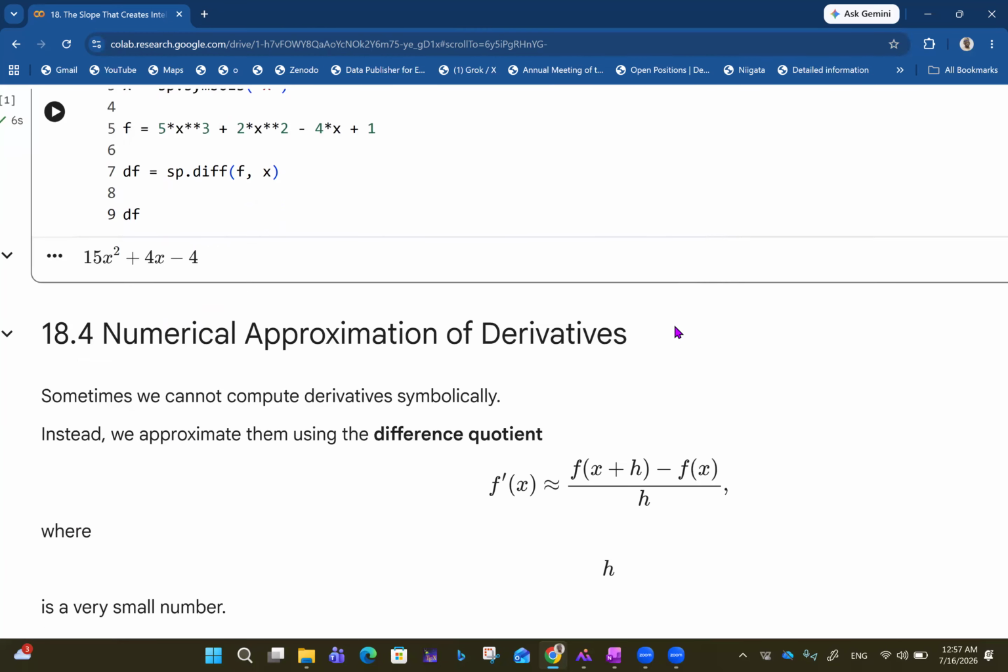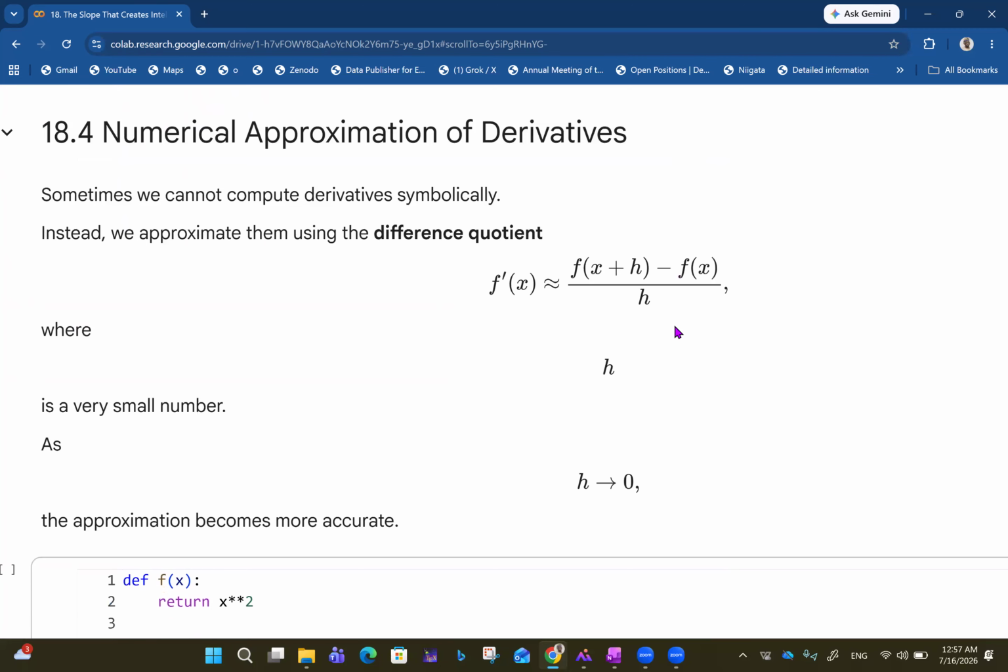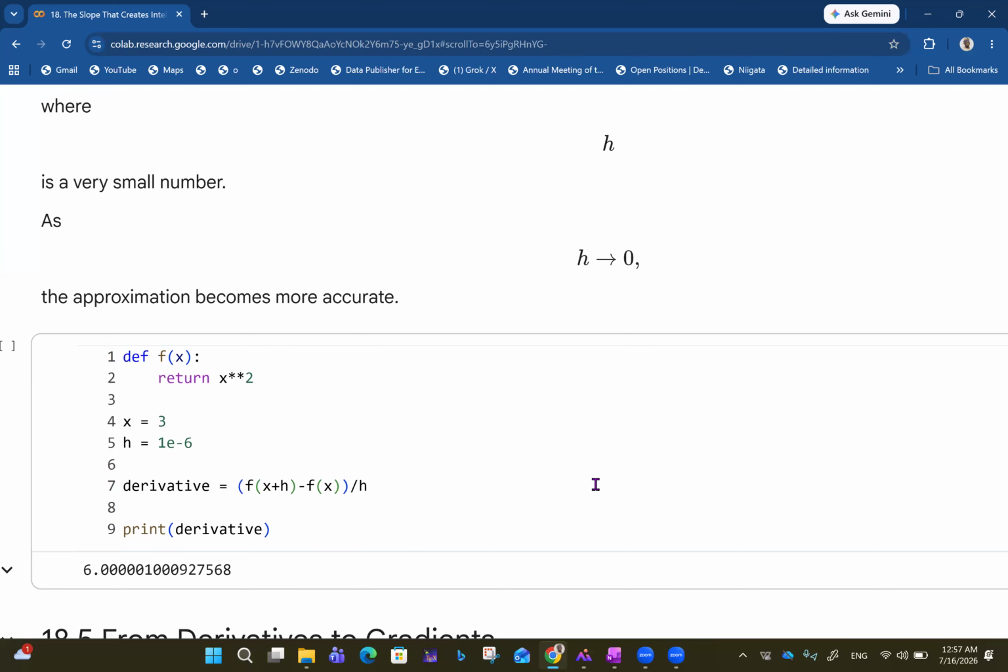Okay, so then we have numerical approximation of derivatives. Sometimes we cannot compute derivatives symbolically. Instead, we approximate them using the difference quotient. So f prime of x is now approximately f of x plus h minus f of x all over h, where h is a very small number. As h approaches zero, the approximation becomes more and more accurate. So as h becomes smaller and smaller, the approximation becomes really accurate.